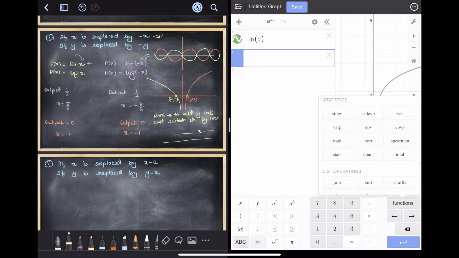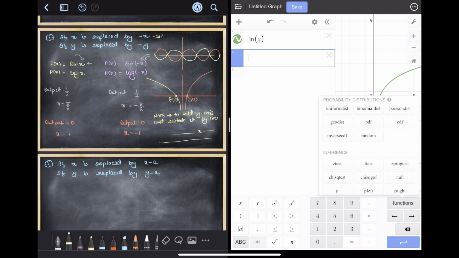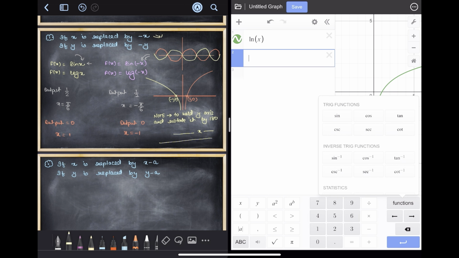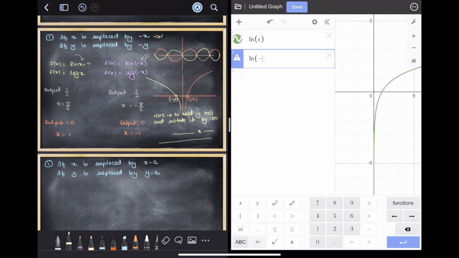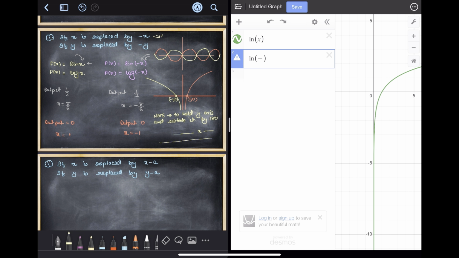Look at here. So we got... wait. Ln minus x. Look at this. We are correct. Look at this. I hope the idea is clear. Means we have to hold y-axis and rotate it by 180 degree. Is that okay?